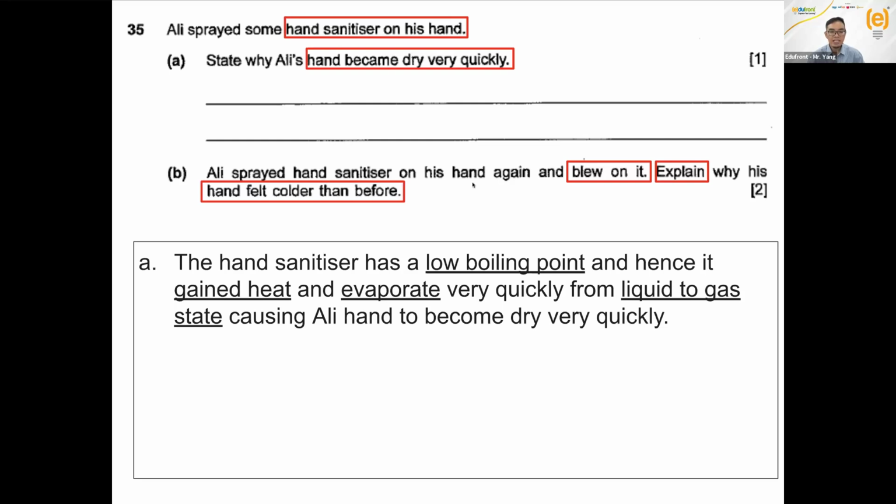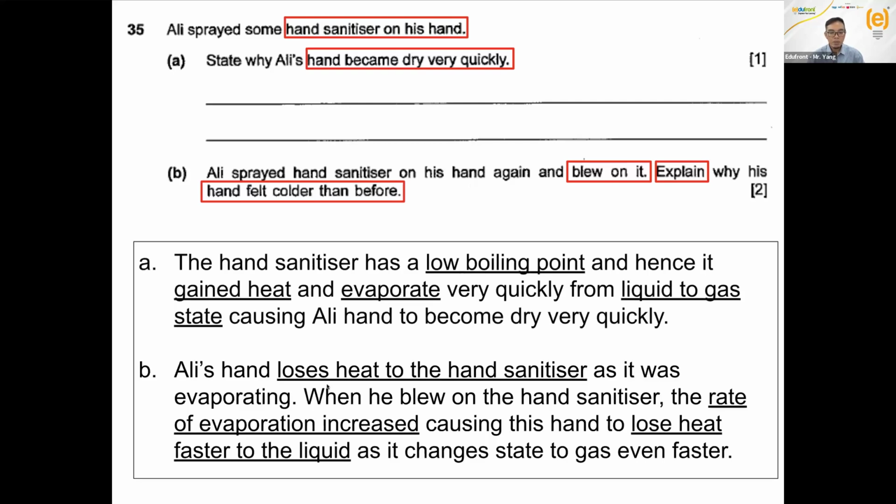Part B: Ali sprayed hand sanitizer on his hand again and blew on it. Explain why his hand felt even colder. Because his hand loses heat to the hand sanitizer as it was evaporating. When he blew on the hand sanitizer, the rate of evaporation increased, because wind or air increases the rate of evaporation. So his hand will lose heat faster to the liquid, which will change state to gas even faster. That's why his hand felt even colder.